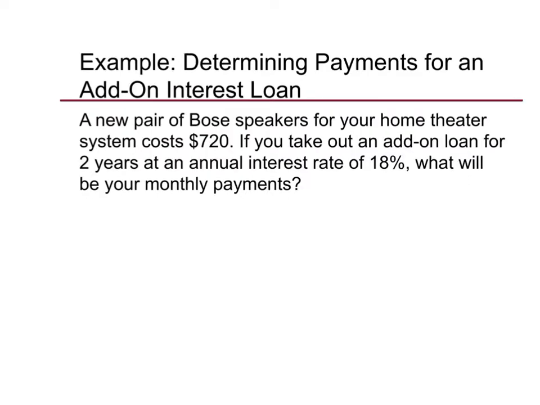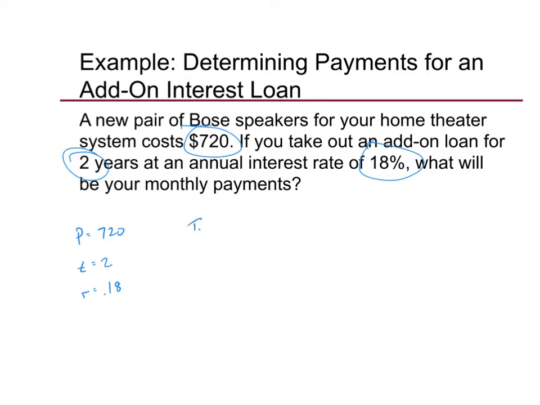Our first example of the section, we're buying some Bose speakers, which we all know are overpriced, and we're paying $720. We're going to take out a loan to purchase our speakers because we love audio quality that much. We're making payments over 2 years, and our annual interest rate is 18%. So our principal, P, is $720, our time T is 2 years, our interest rate R is 0.18. And we do 3 steps.